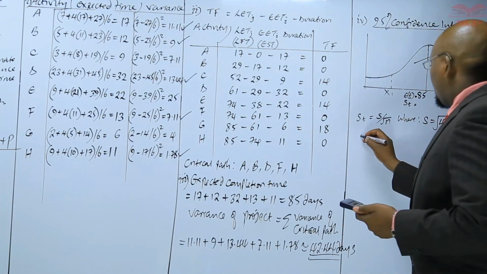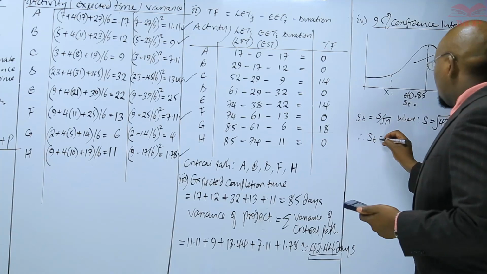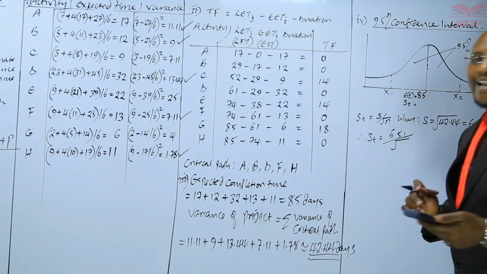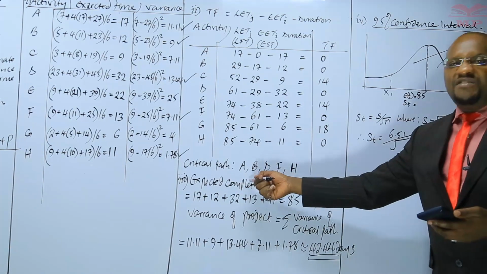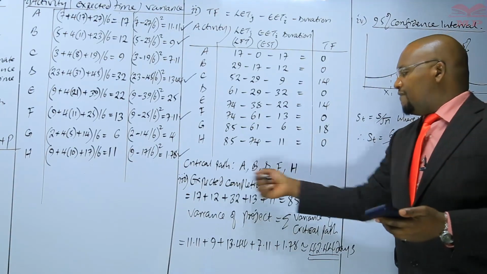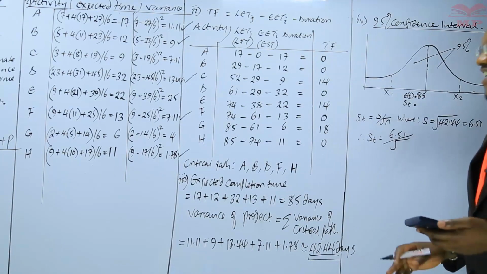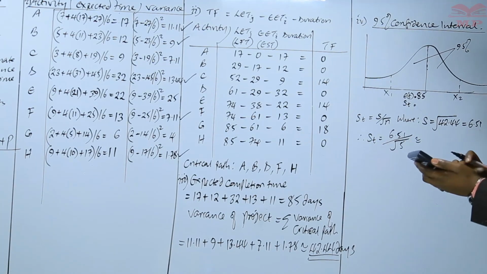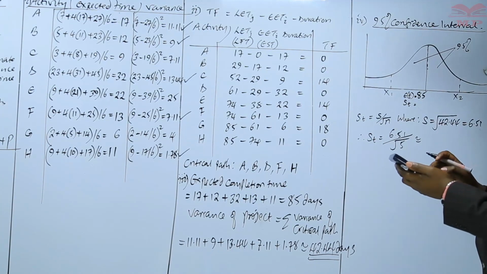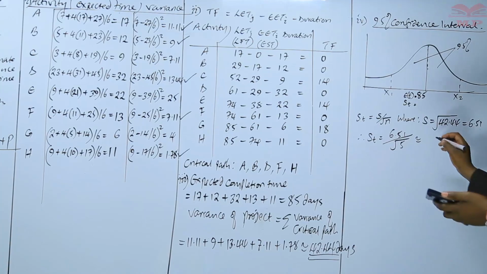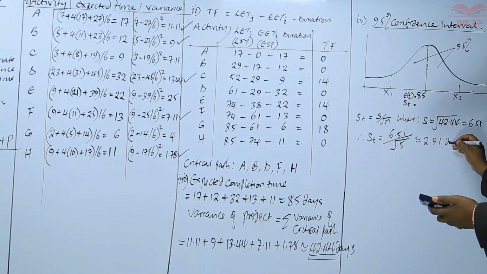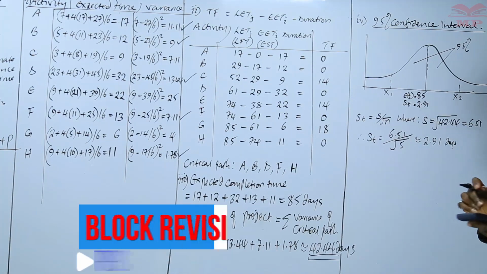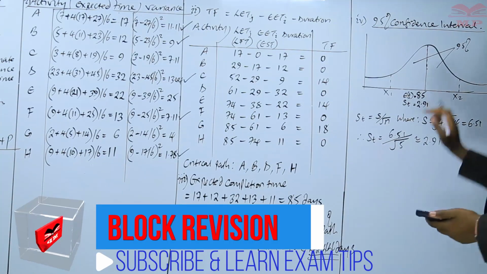Now, this 6.51 days is going to be taken to be now our standard deviation. So we say that, therefore, the standard error of the project time is given by 6.51 divided by the square root of n. N is the number of the critical activities. 1, 2, 3, 4, 5. There are 5 critical activities out of the 8. So this is 5. So you divide 6.51 by the square root of 5. This is giving us 2.91 days.